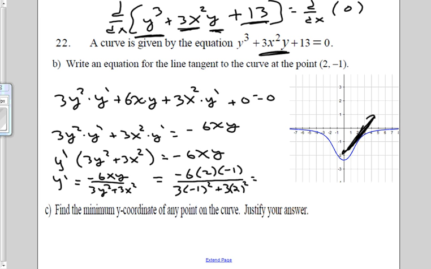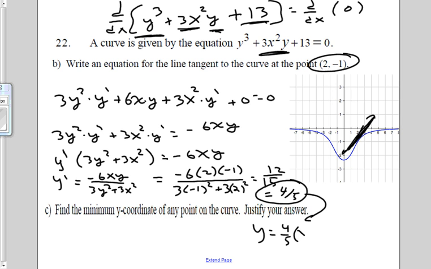Simplifying this, we get 12 over 15, which is 4 over 5. And to find the equation for a line, now that's our slope, and we're looking at this point. The equation for a line is y equals 4/5 x minus 2, uh, minus 1.